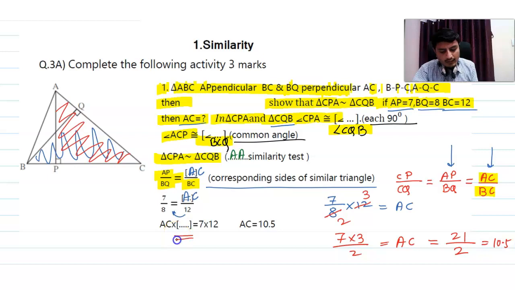Now we have to fill in the blank over here. Once we use the cross ratio test, we get 7 into 12 equals 8 into AC, or AC into 8. So the next fill in the box is 8. AC into 8 equals 7 into 12. Shifting the 8 from LHS to RHS, we have 7 into 12 divided by 8. 7 into 3 becomes 21 divided by 2, and we get 10.5 exactly.